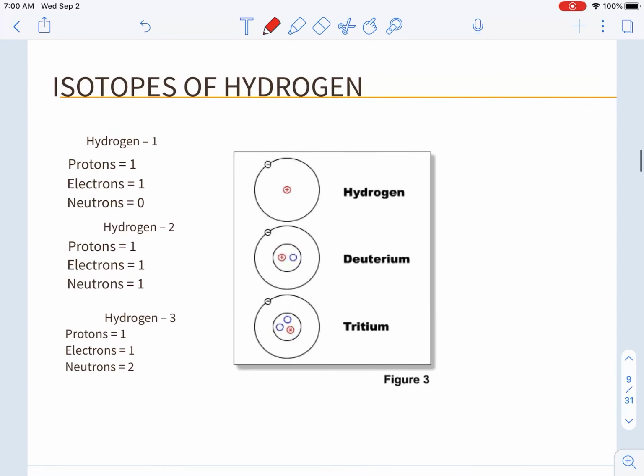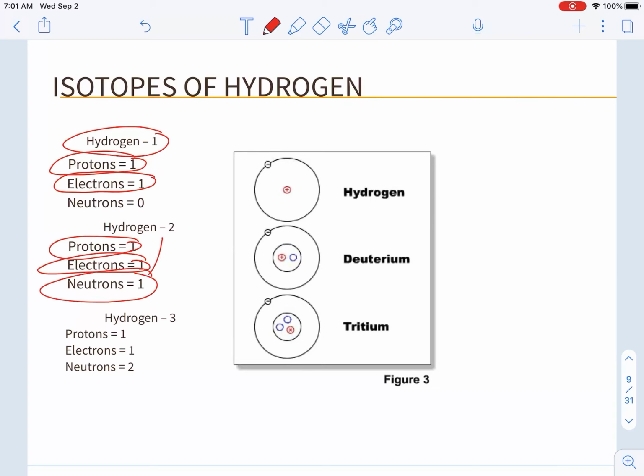You have isotopes of hydrogen. Hydrogen is the simplest element. Typically you'd have one proton and one electron. That's going to be hydrogen. If you add a neutron to it, then you have one proton, one neutron, one electron. That's going to be hydrogen 2. Now your mass is no longer 1, it's a mass of 2 because you have one proton, one neutron.